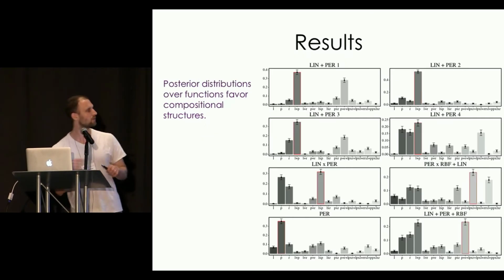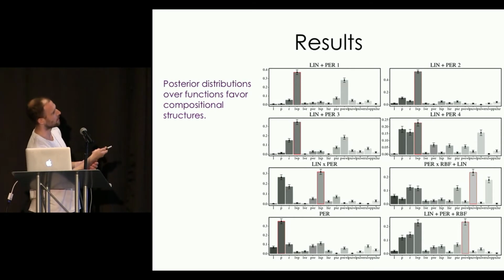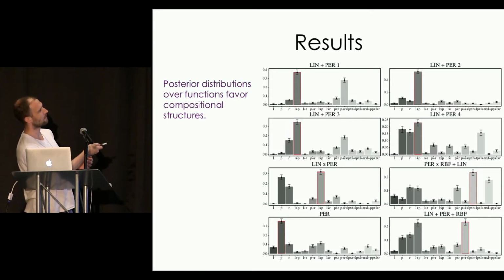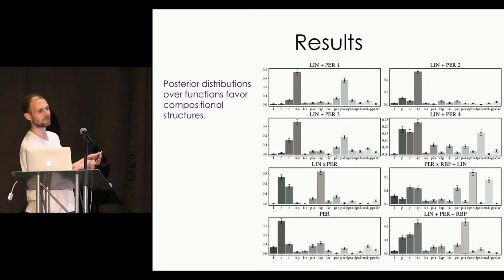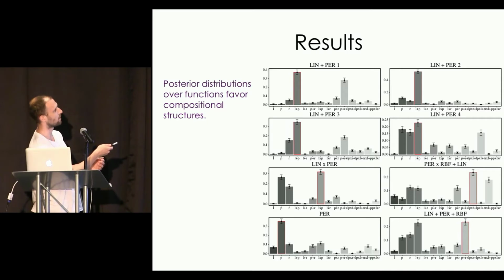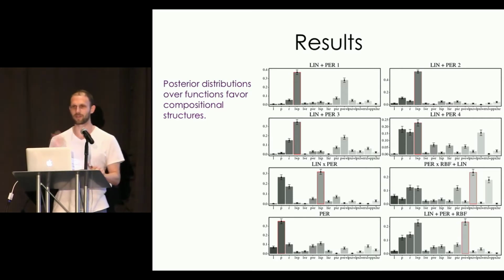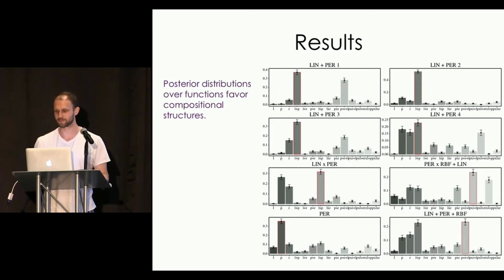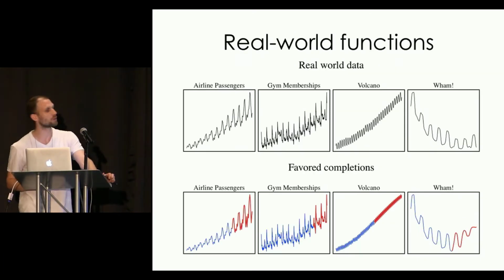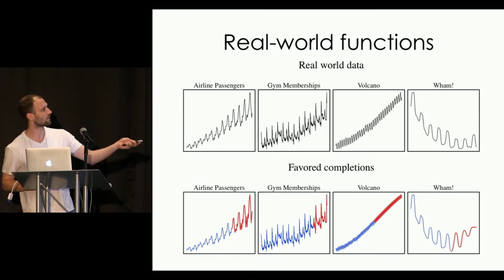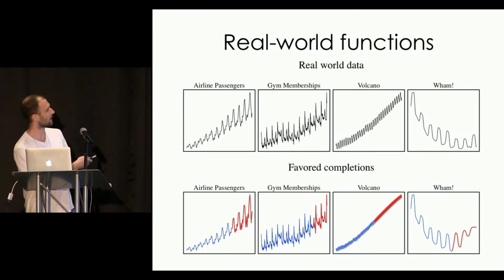What we find is that, and it's probably hard for some of you to see, this is the posterior distribution over functions, and they typically place the most probability mass on the correct compositional function that they were shown. The bars highlighted in red are the true underlying compositional function. And the same is true for real-world functions. People tend to favor completions of real-world functions that actually match the underlying real-world data, like airline passenger data or gym memberships, for example.